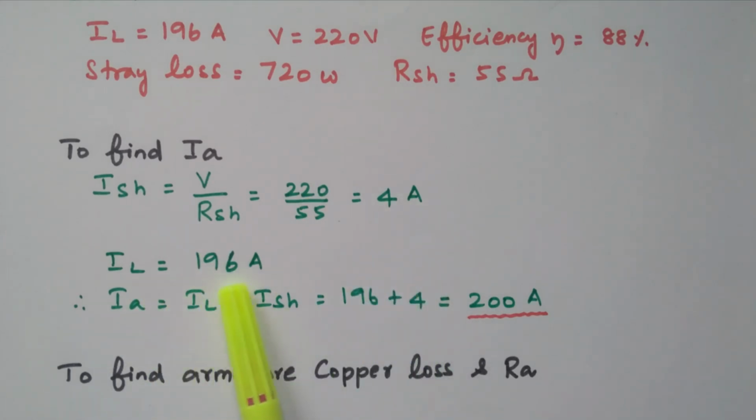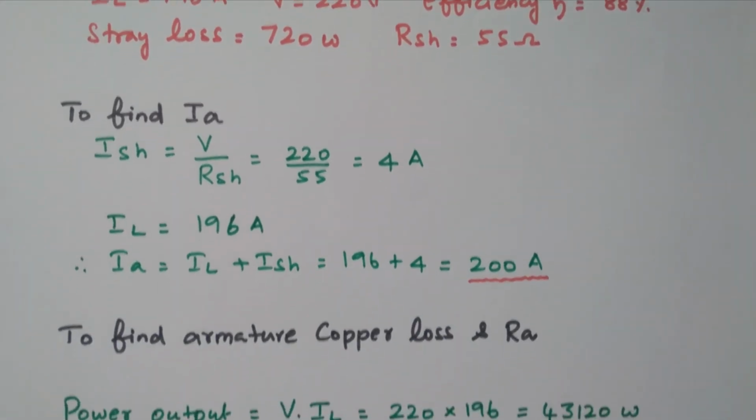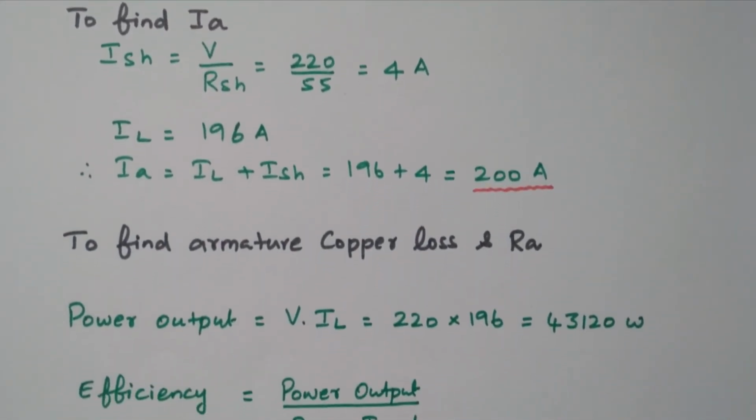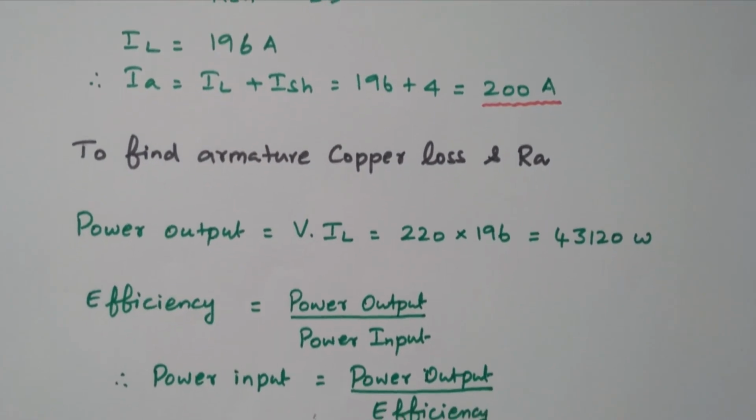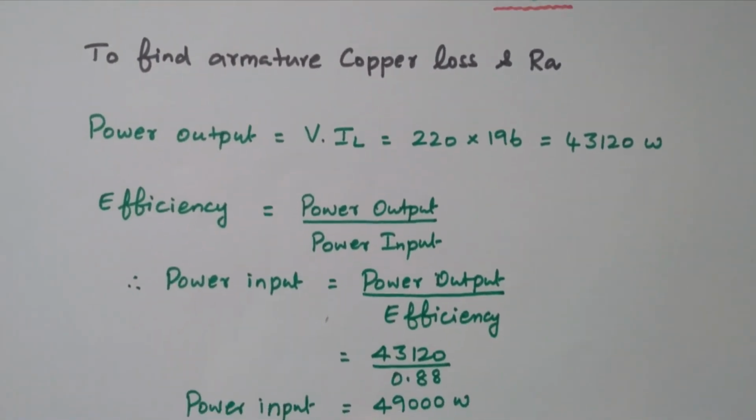The load current is 196 ampere. So that armature current IA equal to IL plus ISH, 196 plus 4 equal to 200 ampere. Now we calculated the armature current, so that we can calculate the other parameters, losses, one by one. Now we will find the copper loss followed by the armature resistance.